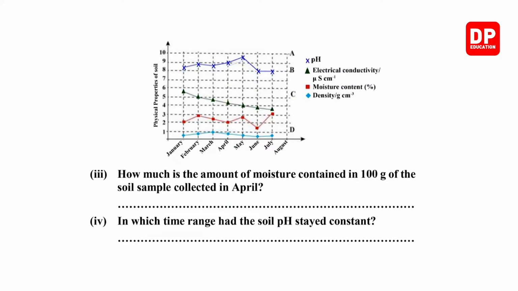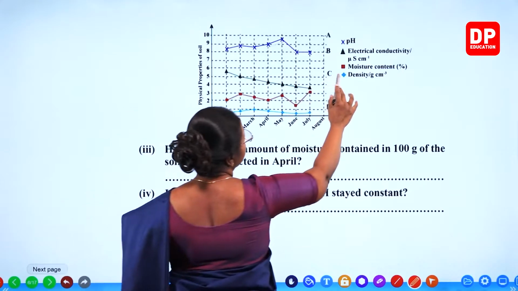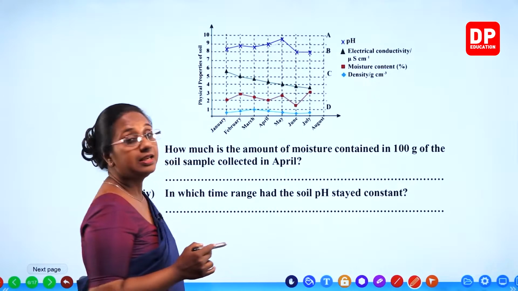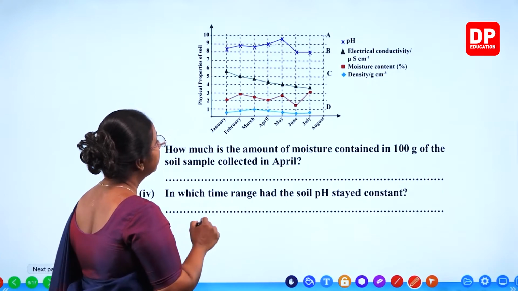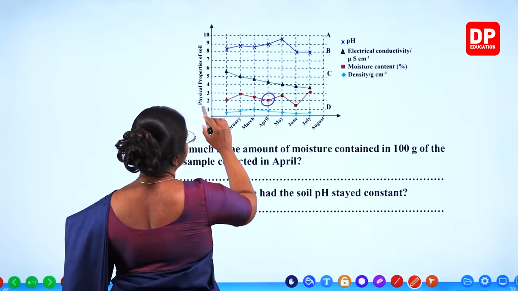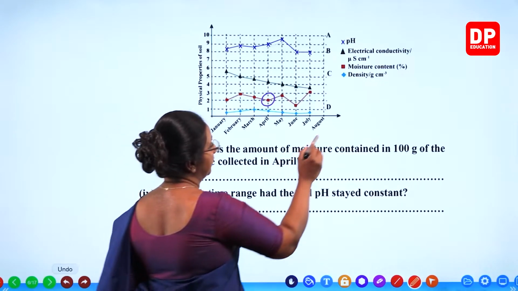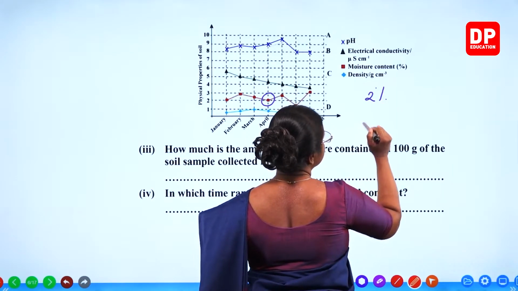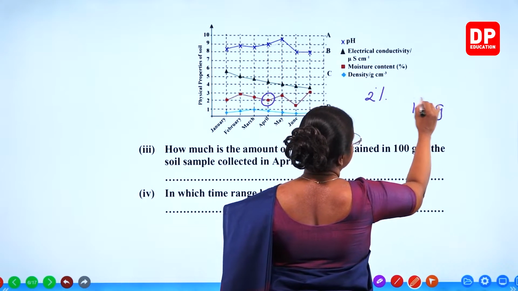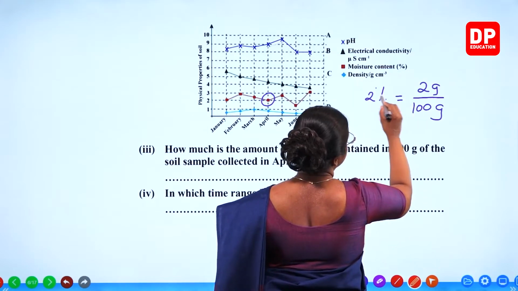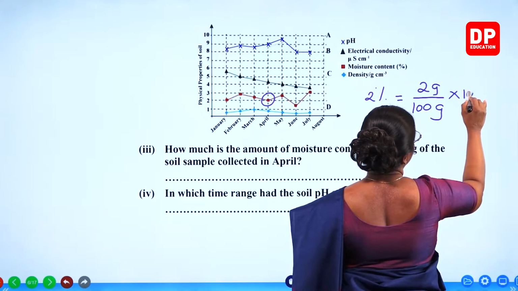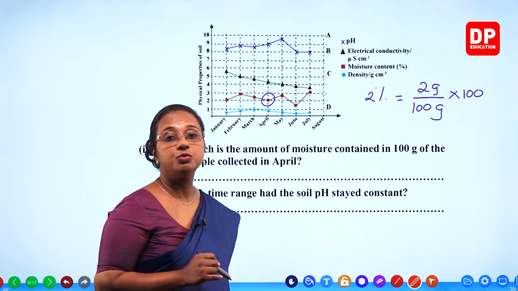Then the next part, part 3, same graph and information. How much is the amount of moisture contained in 100 gram of the soil sample collected in April? So moisture content, again the squares, it is given in percentage. So in April, this is the value 2. Now 2 is 2%. If it is 2%, that means if you take 100 grams, there will be 2 grams. That is the meaning of 2%, no? Into 100. Then only you get the value as 2%.